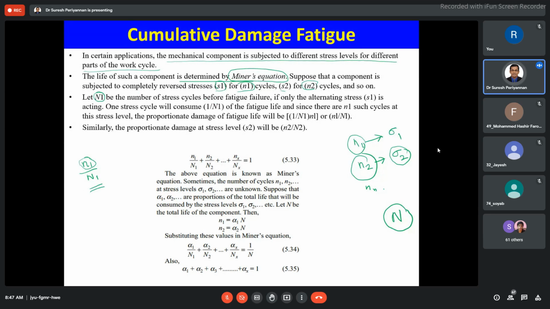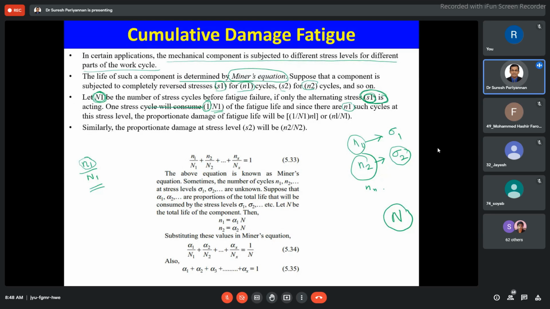This capital N1 is the number of cycles before fatigue failure, if only the alternating stress sigma 1 is acting. Suppose one cycle consumes 1 by N1 of the fatigue life. Now we are considering S1 acting for small n1 cycles. That is for a single cycle 1 by N1, so for n1 cycles it is n1 by capital N1.